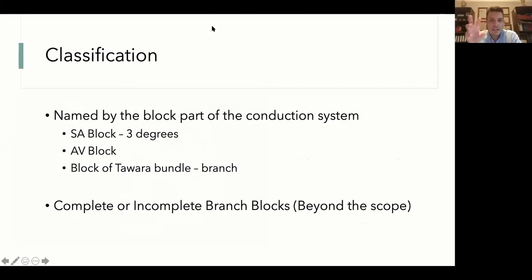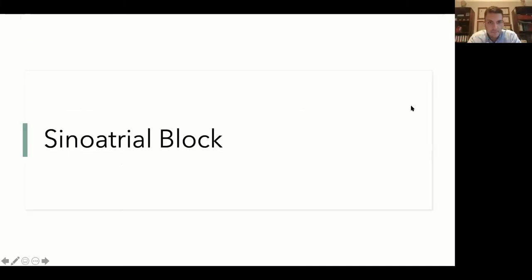every block is named by the part of the conduction system. So we have sinoatrial block with 3 degrees, AV block with 3 degrees, and block of Tawara bundle branch, which is right and left. And actually those blocks can be complete or incomplete, but I really think that incomplete blocks are beyond the scope of this lecture. So if you want, we can do it at a later lecture and keep it to the basics here, if that's okay. Now, sinoatrial block.